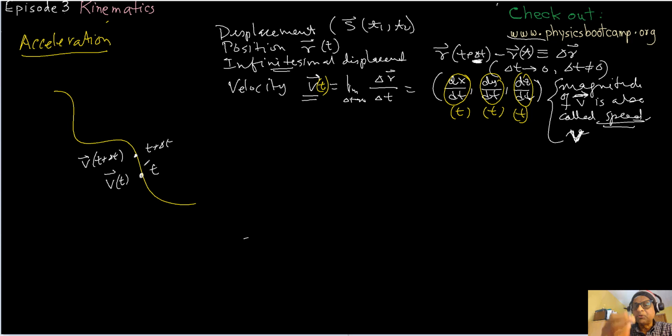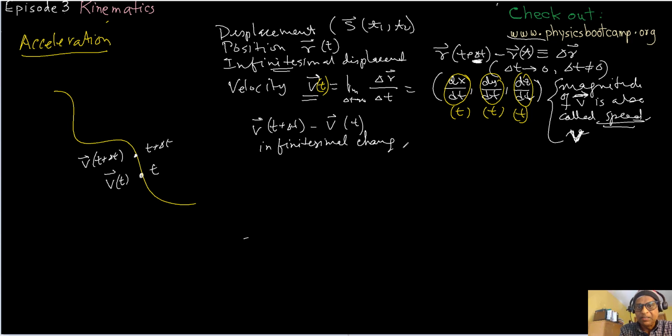Well, when I compare them, it will tell me how the velocity is changing with respect to time. So we want to know the rate of change of velocity. So we'll have v at t plus delta t and subtract v at t. So this will be an infinitesimal change in velocity. Again, delta t goes to 0, but delta t is not 0.